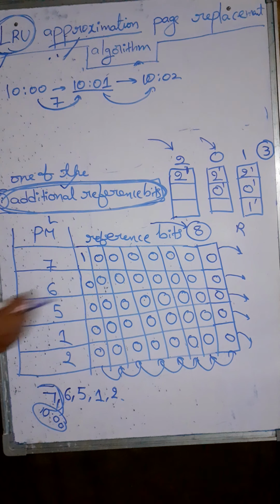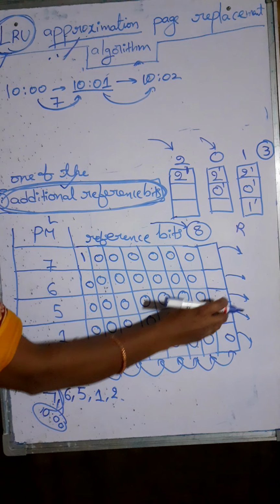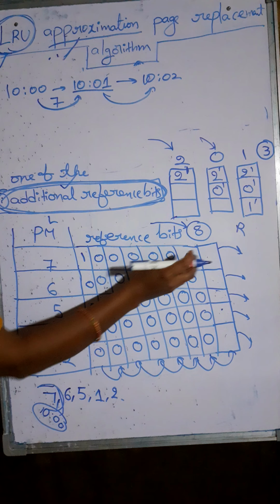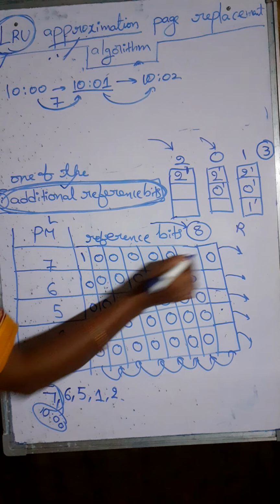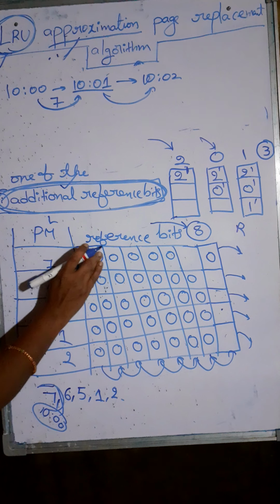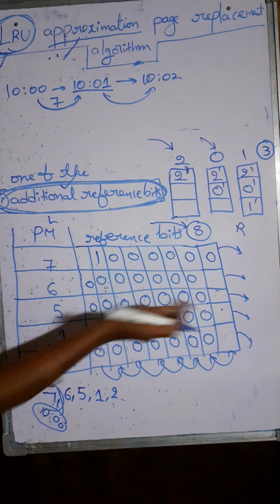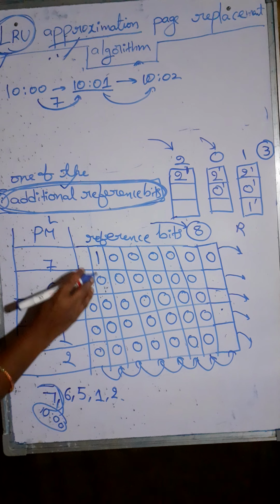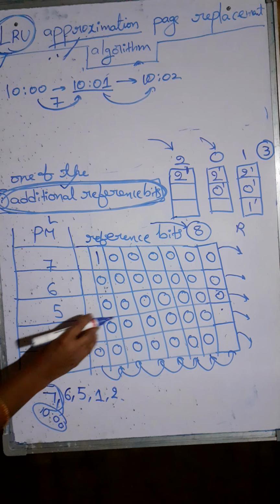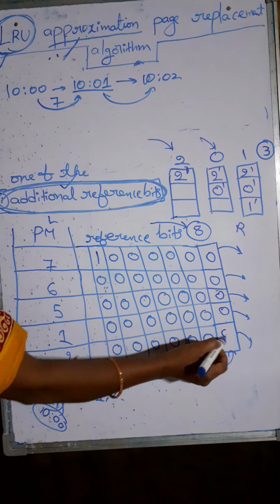What should we do now? Again, we should drop the lowest bit, and move all the bits to the right side. If I move all the bits to the right side, this 0 will come to this place. In a similar way, I have to move all the bits, so I'll get one empty space here. Here 1 is moved to here. These are the reference bits after dropping the lowest bit.